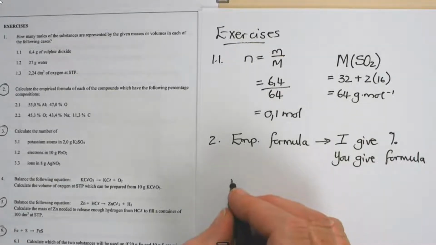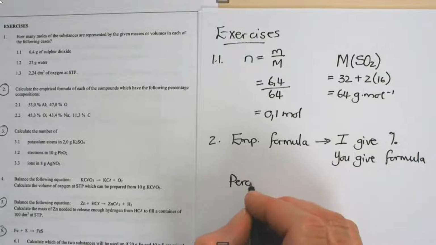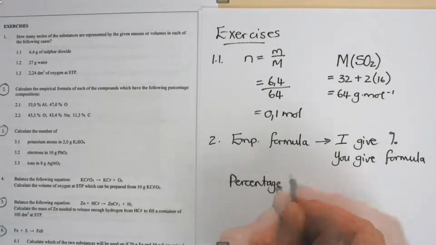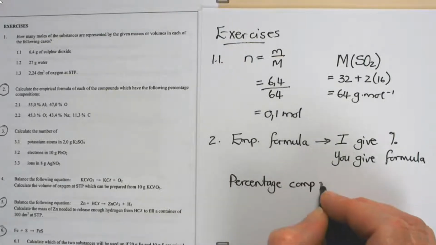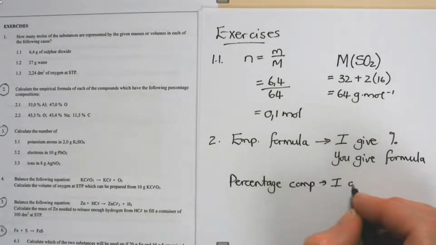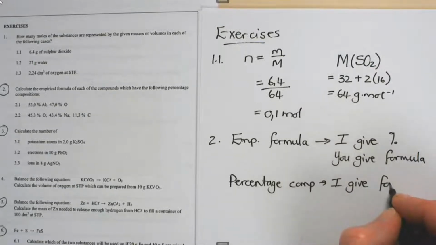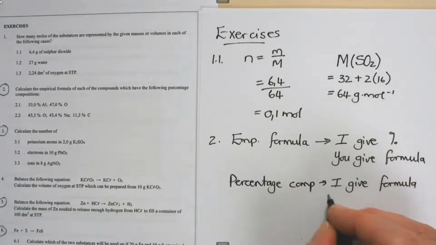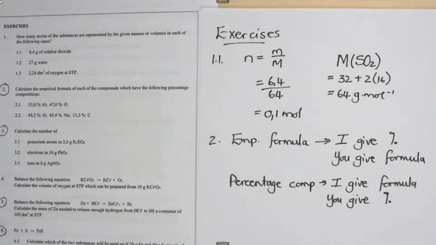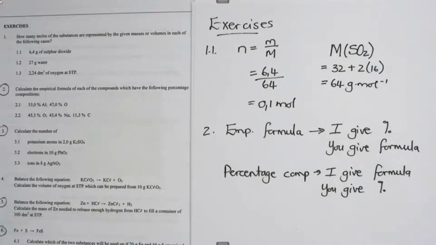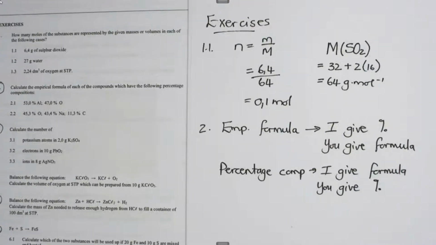If I have percentage composition, then I give the formula and you give the percentages. We'll see it's just the opposite way around. So for empirical formula, I give the percentages, you give the formula. For percentage composition, I give the formula and you give the percentages.